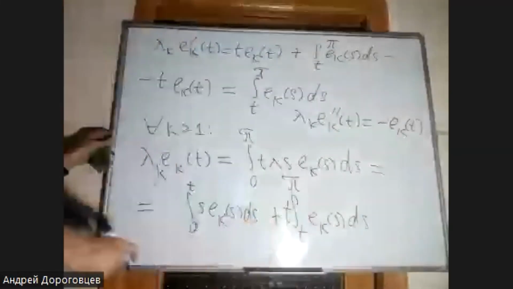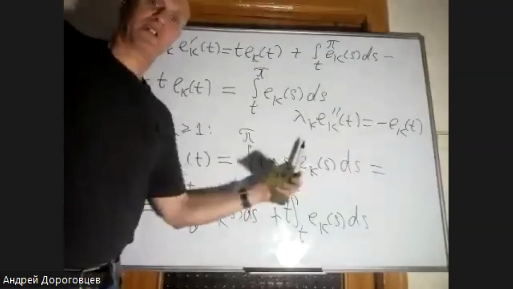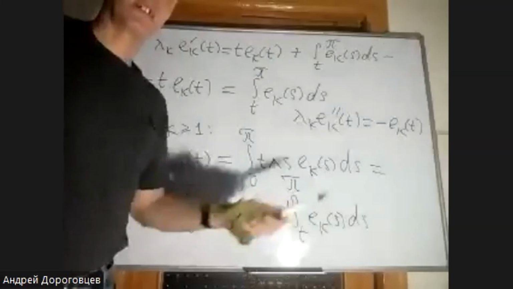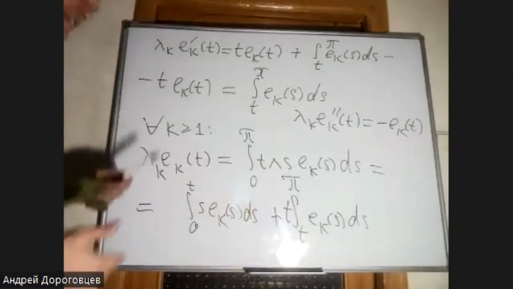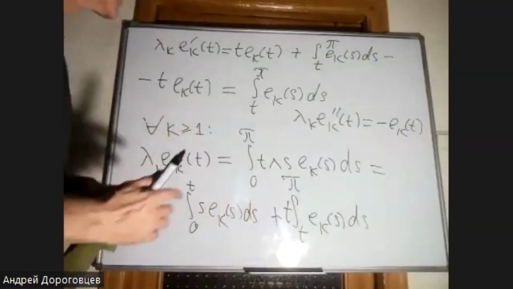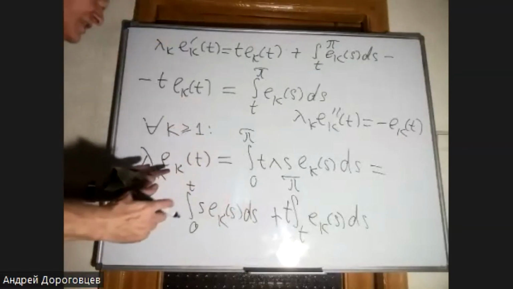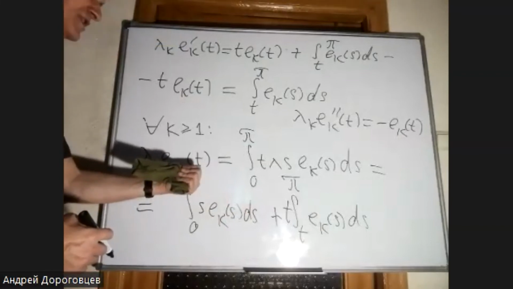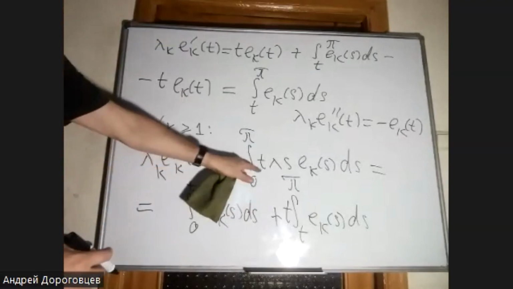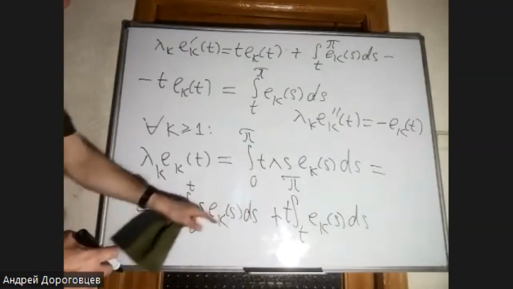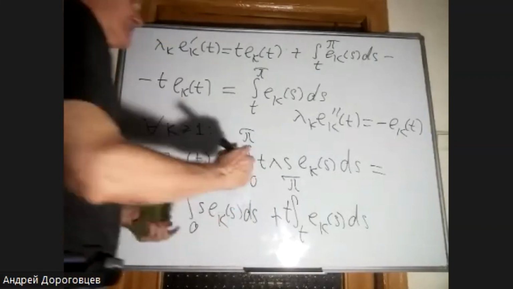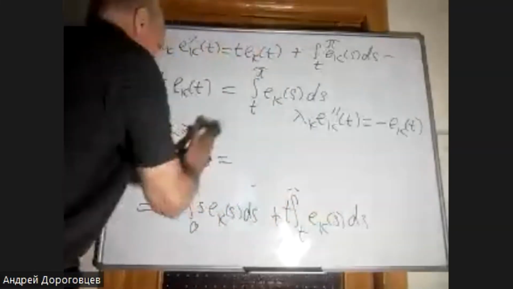So what we have? We have the usual differential equation for sine or cosine. But also we have boundary conditions. One is the following. See this representation. Put here t equal to 0. What will you have? You will have 0, so e_k(0) is equal to 0. This is instead of this relation.